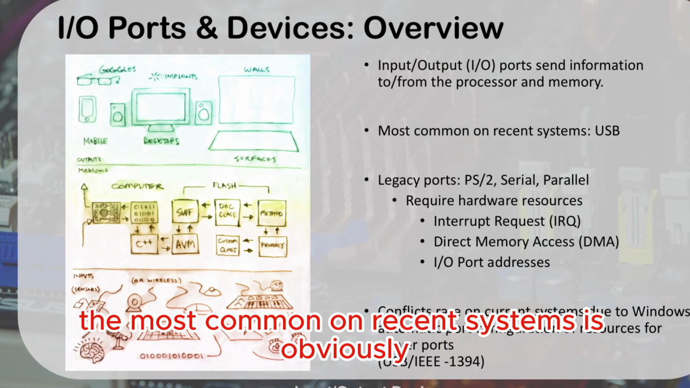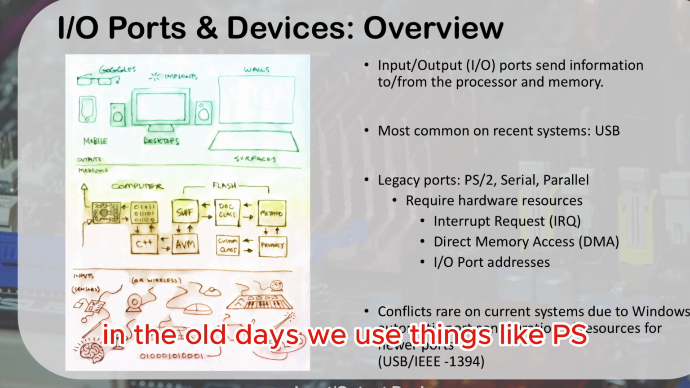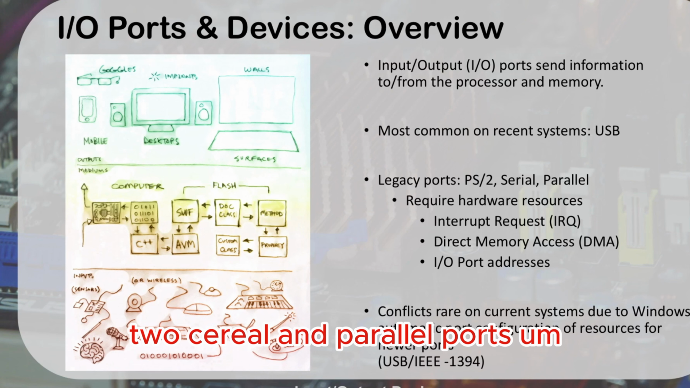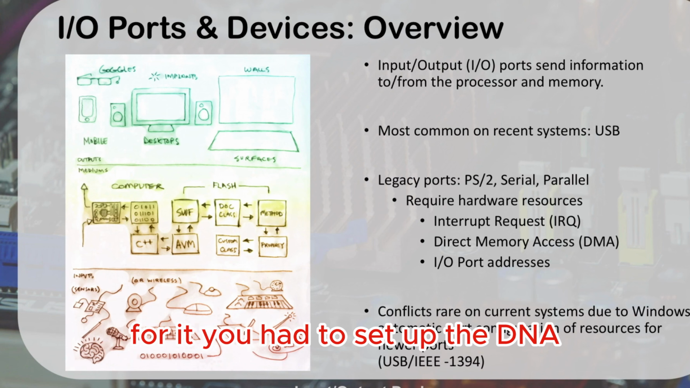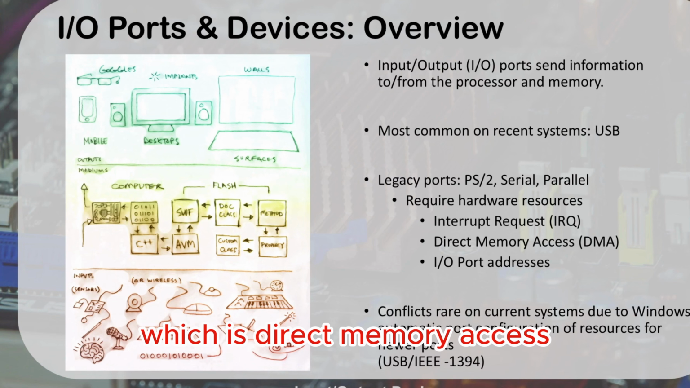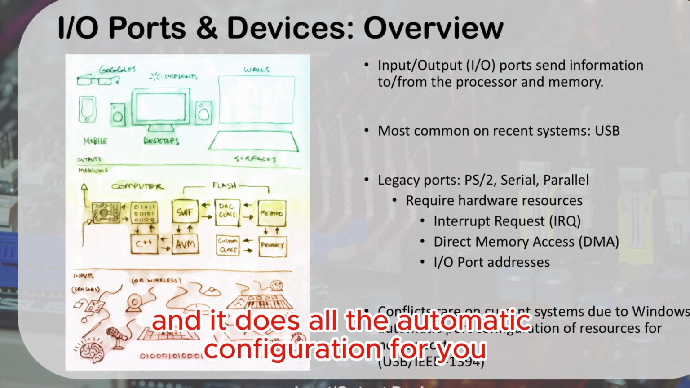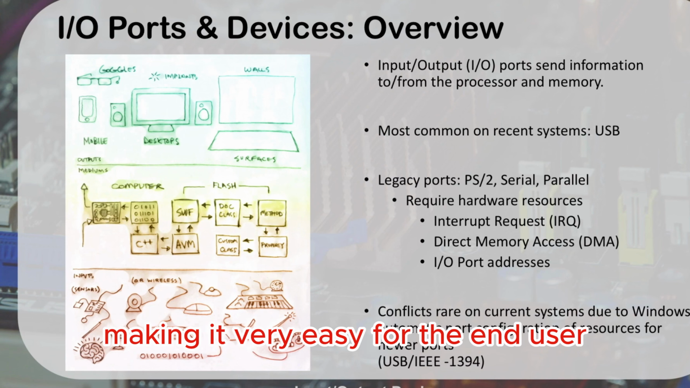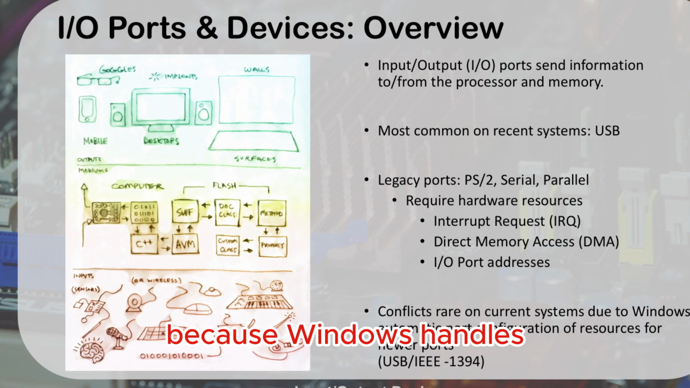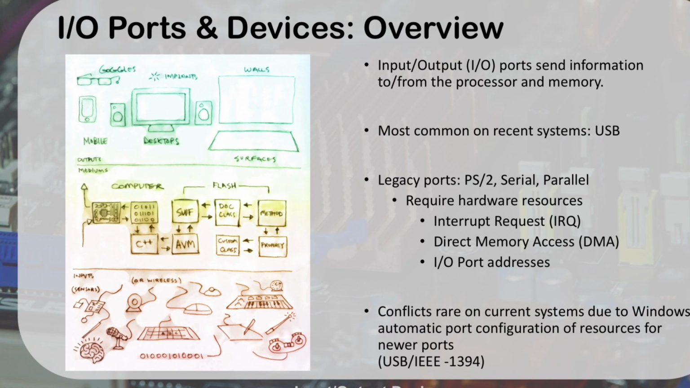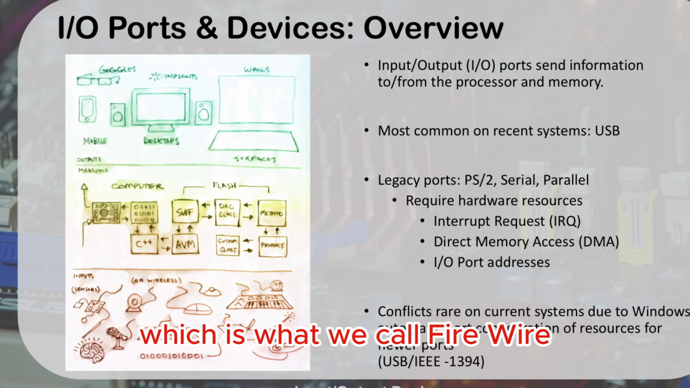The most common on recent systems is obviously the Universal Serial Bus or USB. In the old days, we used things like PS2, serial and parallel ports. They were kind of difficult to configure because you had to actually set up the interrupt request for it. You had to set up the DMA, which is the direct memory access, and the I/O port addresses. With USB, it's pretty much you plug it in and it does all the automatic configuration for you, making it very easy for the end user. You have very rare conflicts now in current systems because Windows handles all of the automatic configurations for you. This is done for you on USB as well as IEEE 1394, which is what we call FireWire.